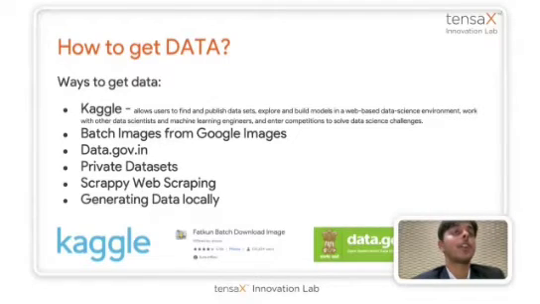Next up, you can go to Google Images. Let's say you want to train an image classifier that classifies cats versus dogs. You can go to Google Images, and there's an extension called Fatkun Batch Image Downloader, which is shown here on the slide, and you can use it to batch download all the images. India has its own data repository, and it's called data.gov.in. You can request access to private data sets. There are many universities and research institutions which create their own data sets, and you can request to access them.